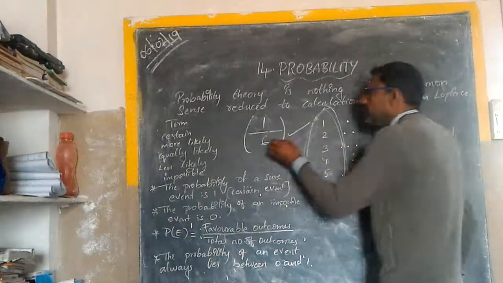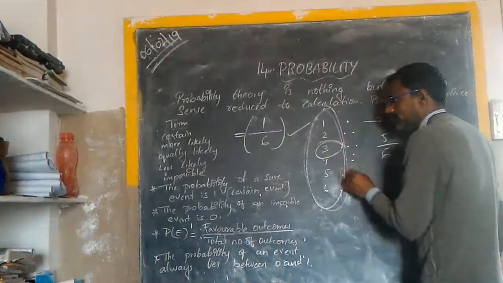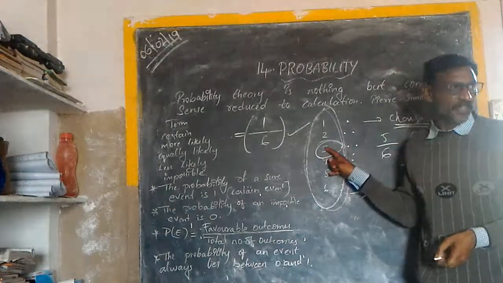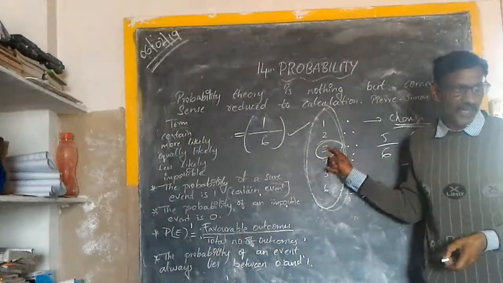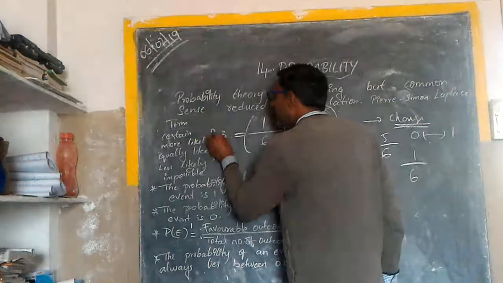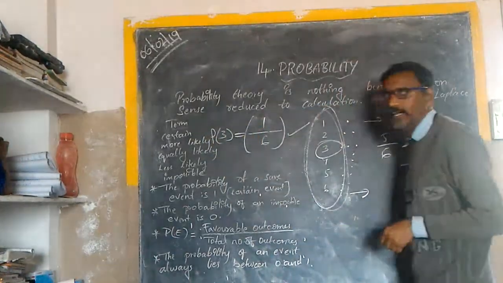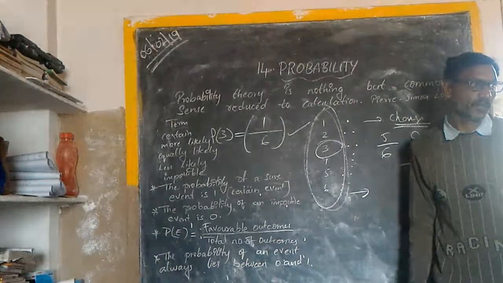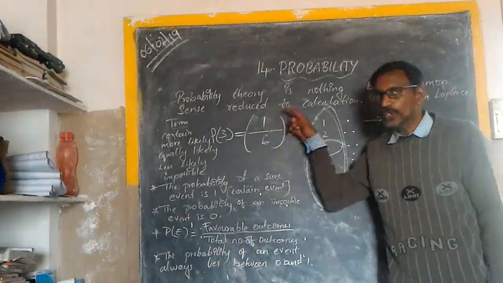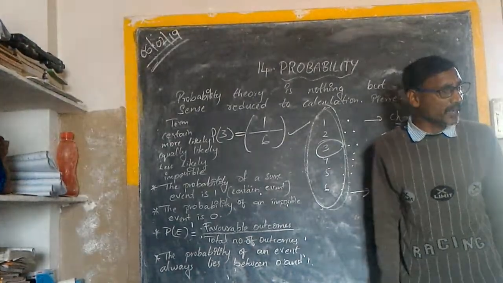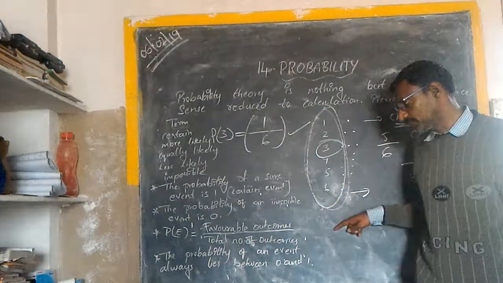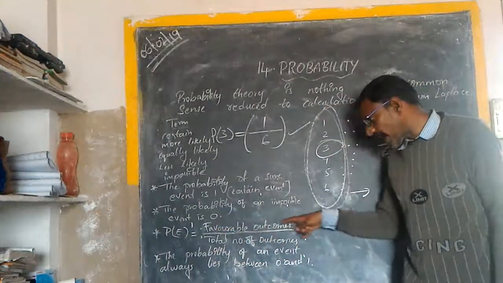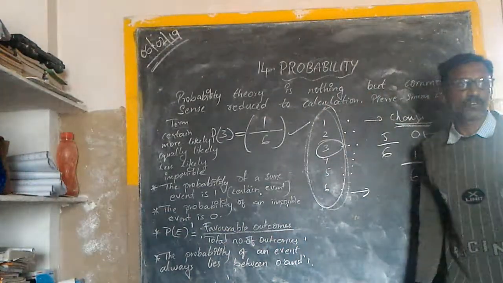So here this is an event. In a random experiment, this is an event. In the event, I expect 3. This is called P of 3, the probability of 3 when a die is thrown up once. Do you understand my point? So the ratio of favorable outcomes to the total number of outcomes, written as P of E, is equal to favorable outcomes by total number of outcomes.